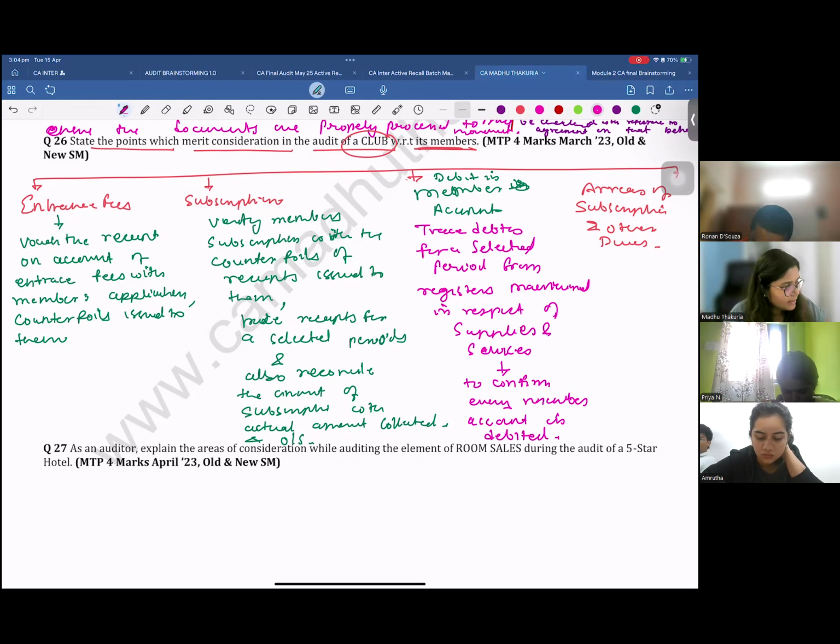Arrears of subscription and any other dues.